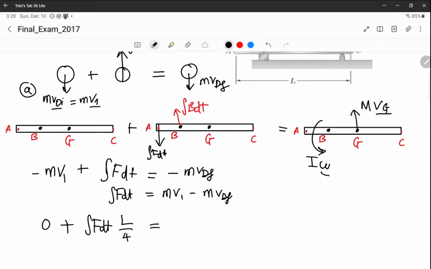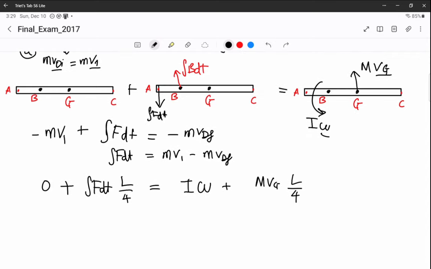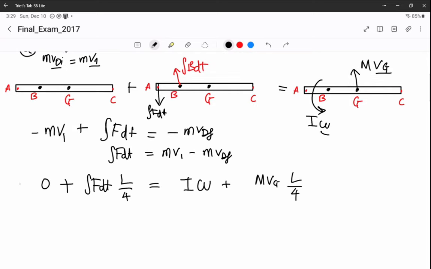And then we equal to I omega, that's also counterclockwise, plus MVGL/4, that's also counterclockwise, and this distance is also L/4. Now we can multiply by 4 on both sides, to cancel out the number. So 4 times 0 is 0, 4 times L/4 is L, and here the 4 and 4 cancel out. And then here you have a 4 over here. That's what you get. Here you multiply by 4 on both sides.